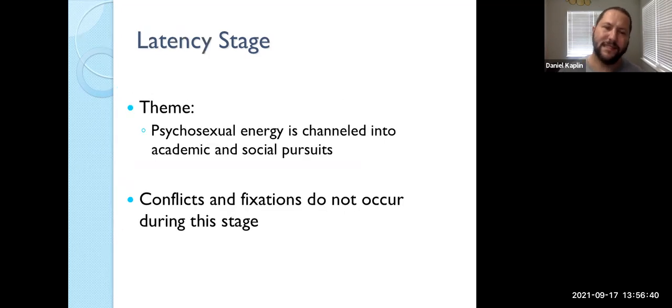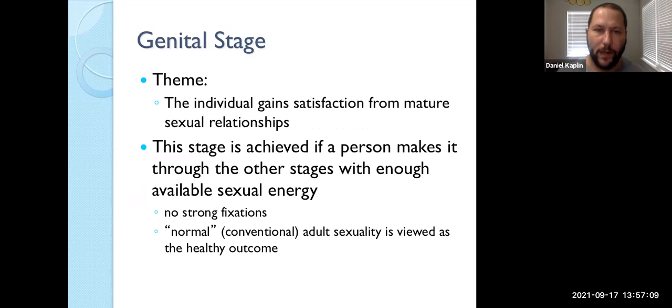Now, the latency stage is roughly when kids go to school at about 5 or 6 till puberty. And then all of a sudden, all of your sex drives are latent. They go beneath the surface, the drives stop, right? And then all of a sudden you start to hang out with same-sex friends and think about recess and whatnot. So there isn't really a conflict or fixation, because there isn't really psychosexual energy happening at that point.